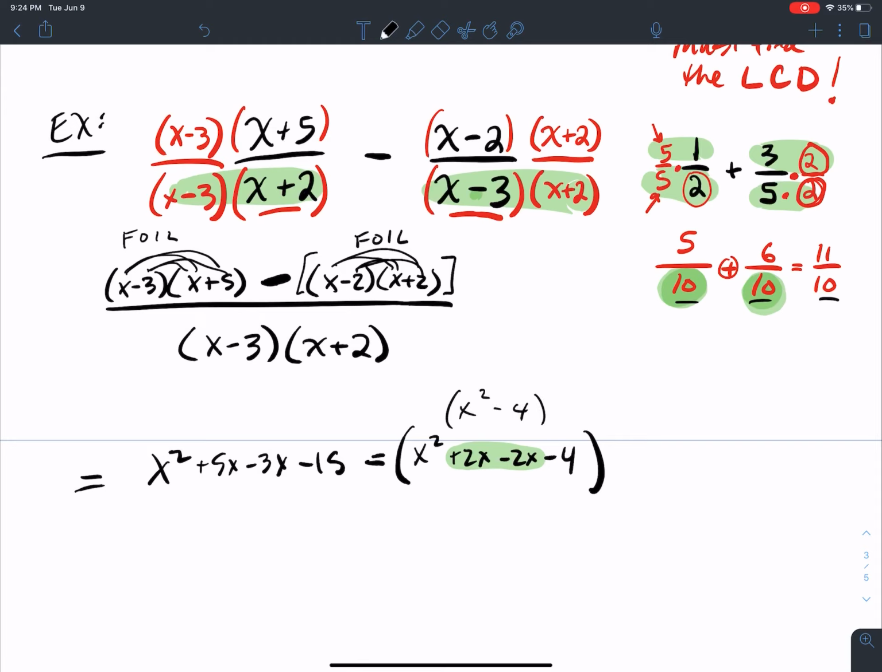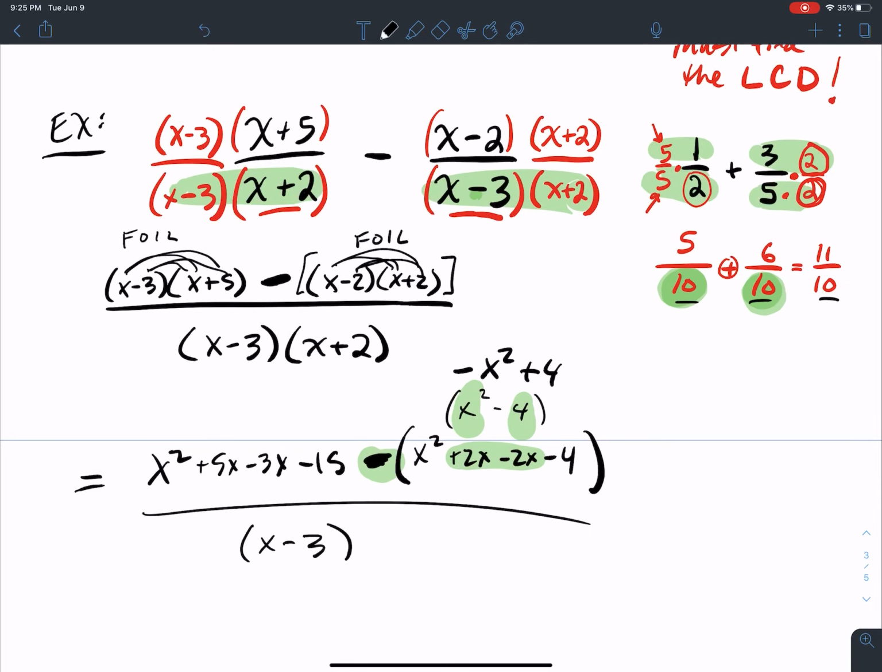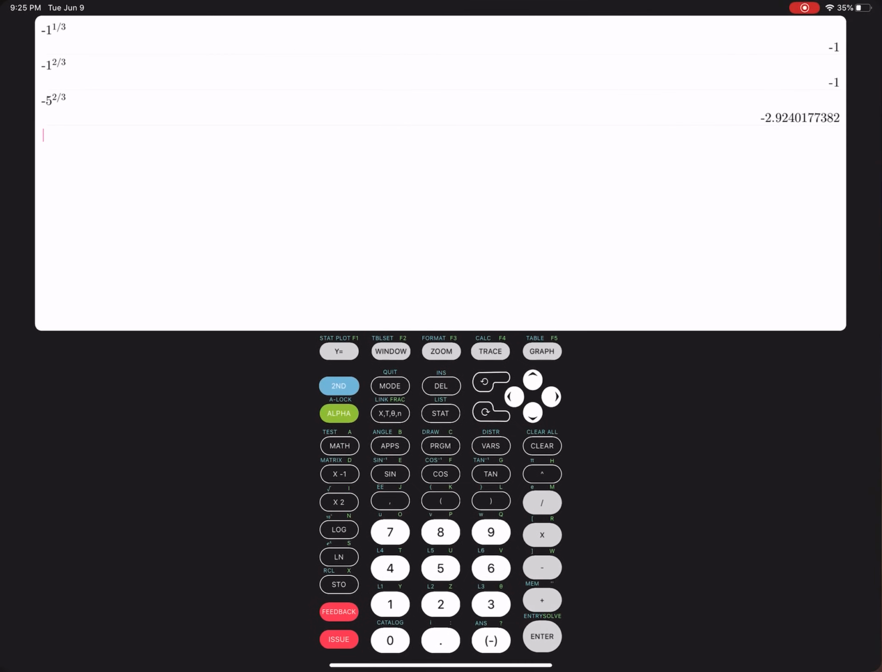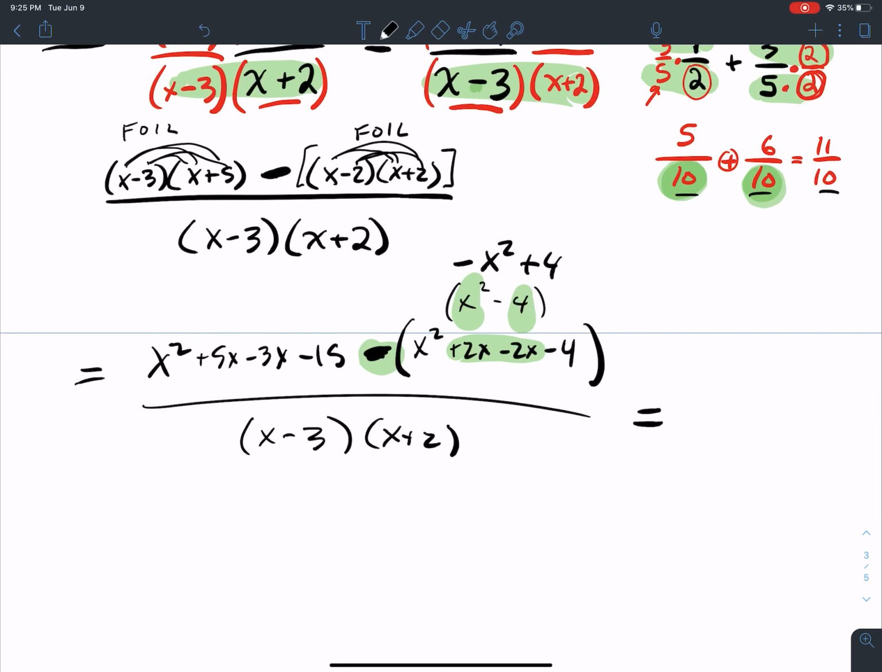But what am I doing? I'm doing a negative to that. So what's that going to do to these two pieces? It's going to turn it into a negative x squared and a plus 4. Okay? And all of that's over x minus 3 times x plus 2. So now we can collect like terms. I have an x squared and a negative x squared. Those cancel. 5x minus 3x is 2x.